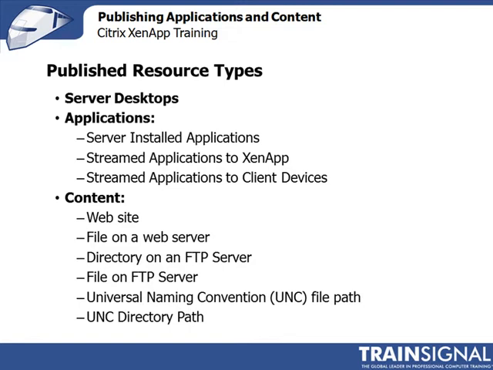Published resource types. There are several different resource types that you can publish in a Zen app environment. You can publish a server's desktop. Now, server desktops are shared desktops, which means it's not really an isolated desktop. It's the same desktop that each user is connecting to. It's one server, but every user is getting a customized view of that particular desktop. So it's not like with a VDI, where you have your own dedicated isolated VM, and if you crash that VM, then you don't affect anyone.